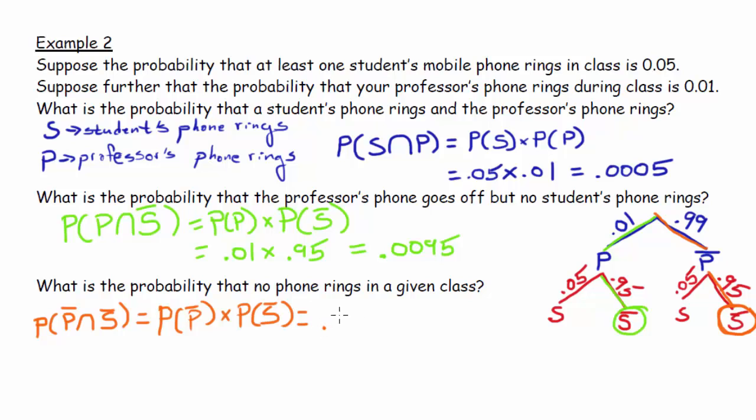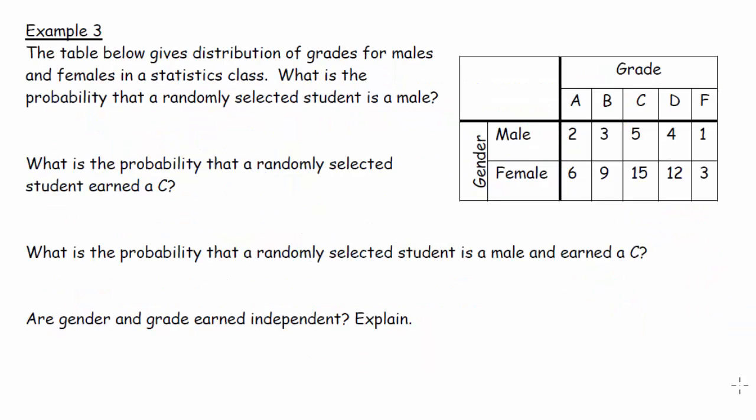This is the probability that my phone doesn't ring times the probability that no student's phone rings. Well, that's going to be 0.99 times 0.95, which equals 0.9405.